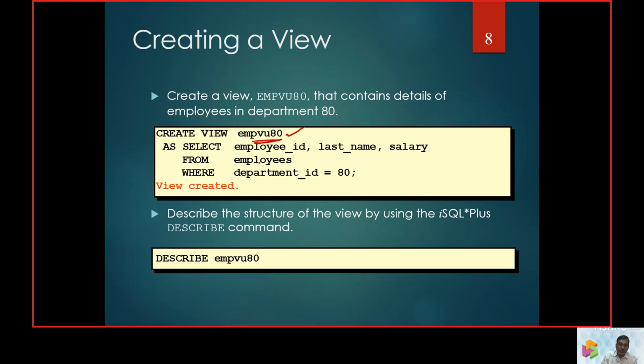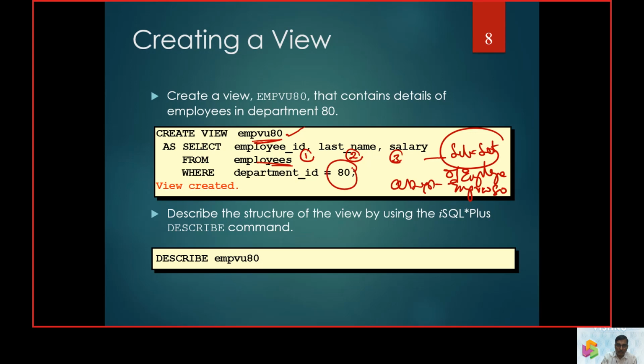So we take an employee table. In the employee table, we take field 1 as employee ID, field 2 as last name, and field 3 as salary. We call this a subset of the employee table, and we are assigning it to employee view 80. So for department 80, we are going to calculate this view.